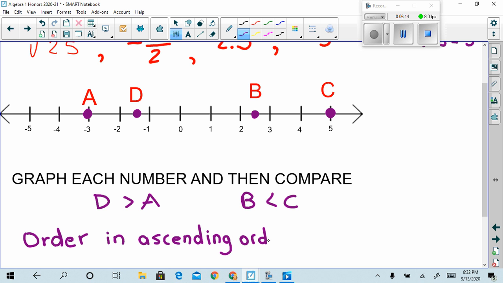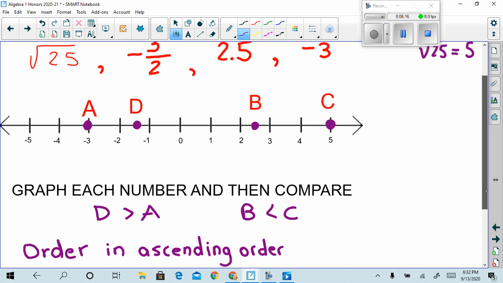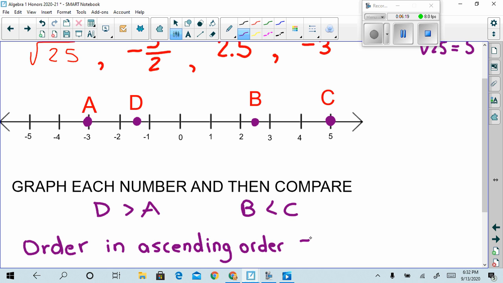Go back and I'll say that the least of these is negative 3, followed by negative 3 halves, followed by 2 5/10, and lastly the square root of 25. So this number line is good for graphing, for helping us to compare, as well as ordering from least to greatest.